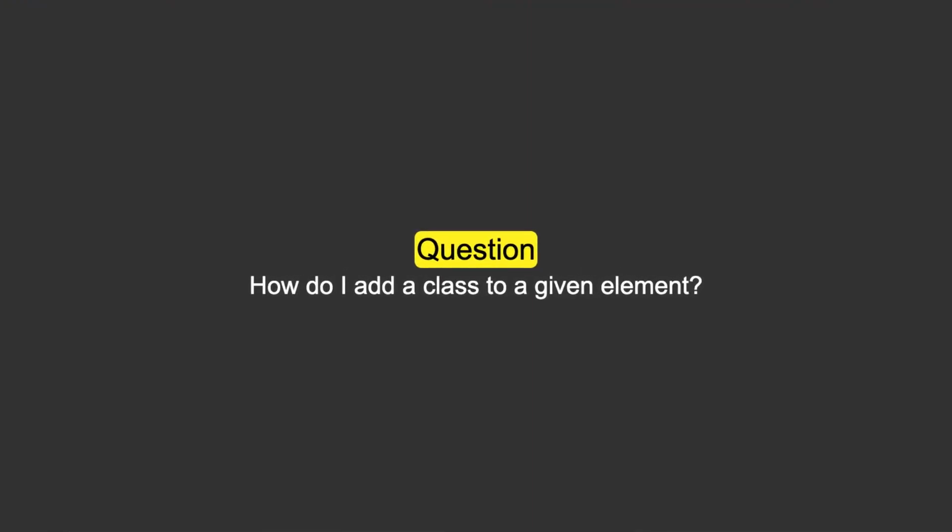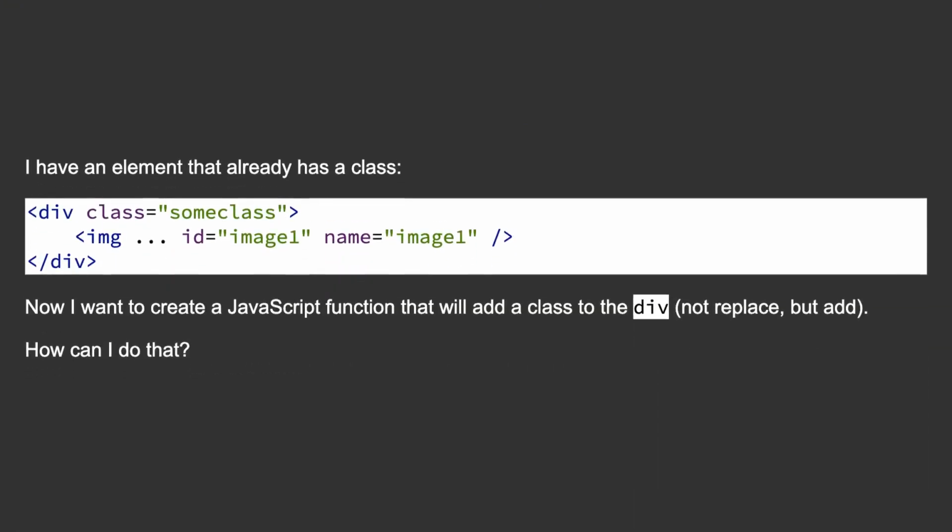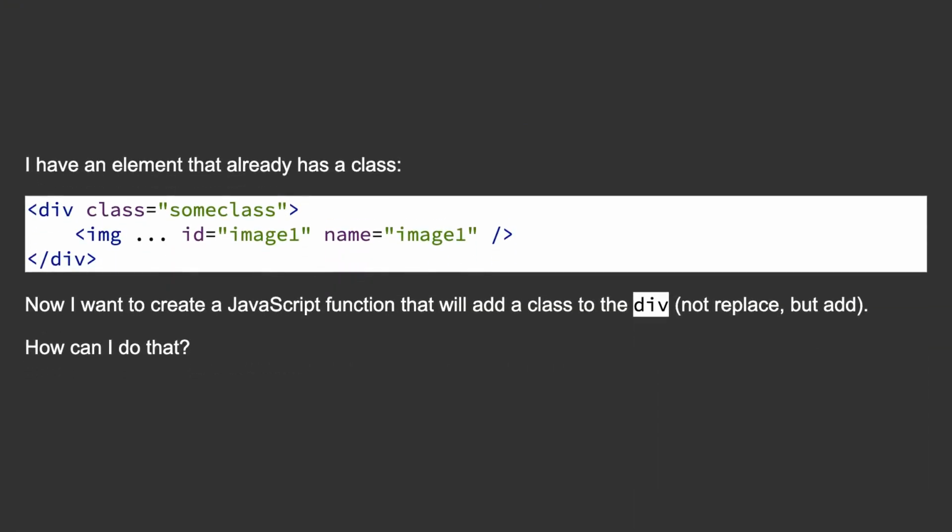How do I add a class to a given element? I have an element that already has a class, as follows. Now I want to create a JavaScript function that will add a class to the div, not replace, but add. How can I do that?